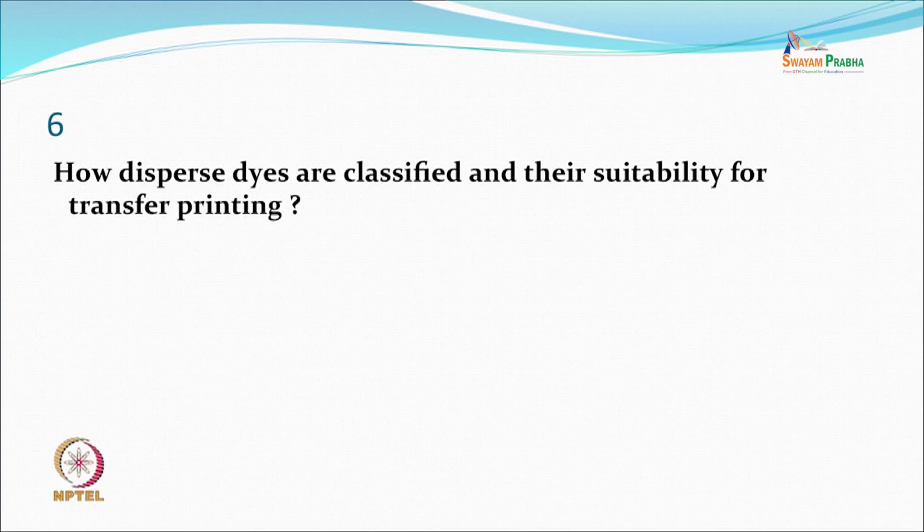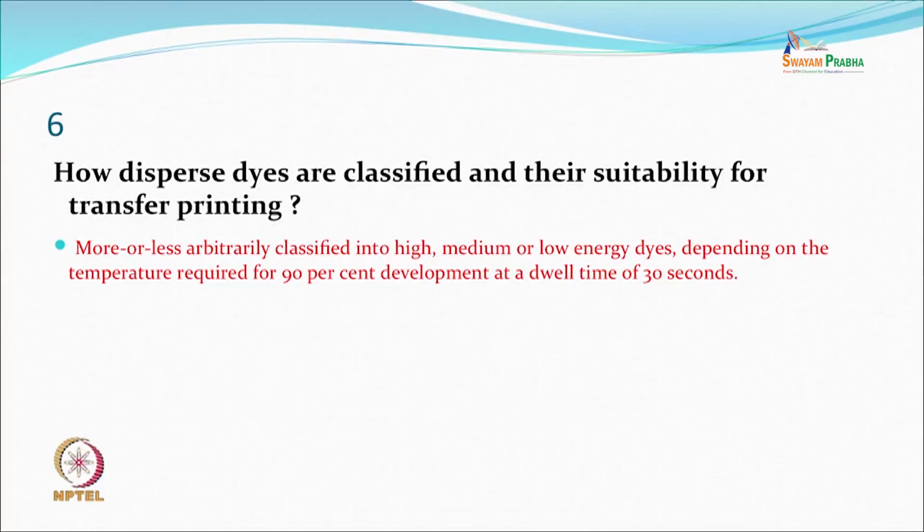So, general question again: how are disperse dyes classified and what is their suitability for transfer printing? This classification is on groups. It is not that every dye molecule is a different molecule, so you are talking about segments, that is a range, and this range is in some way an arbitrary range. So, you classify them into, say, very high energy, very low energy and things like that. But approximately, roughly, they are classified into high, medium or low. Some people have classified them into A, B, C, D also.